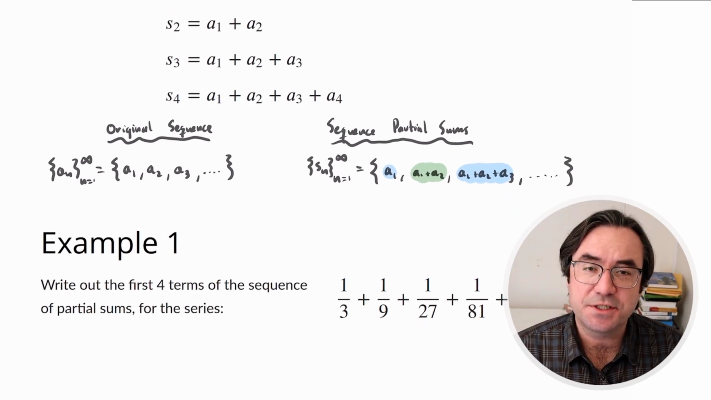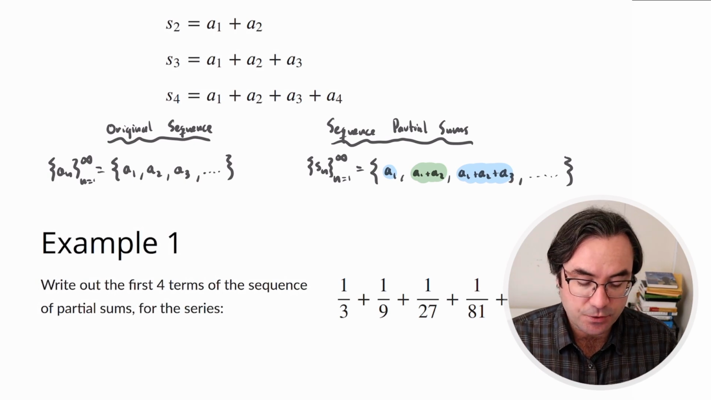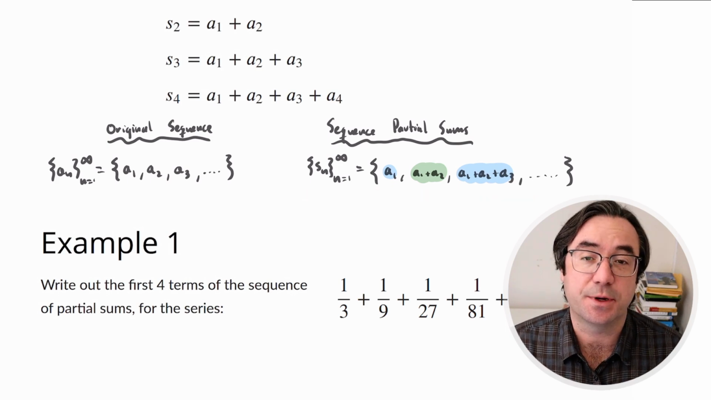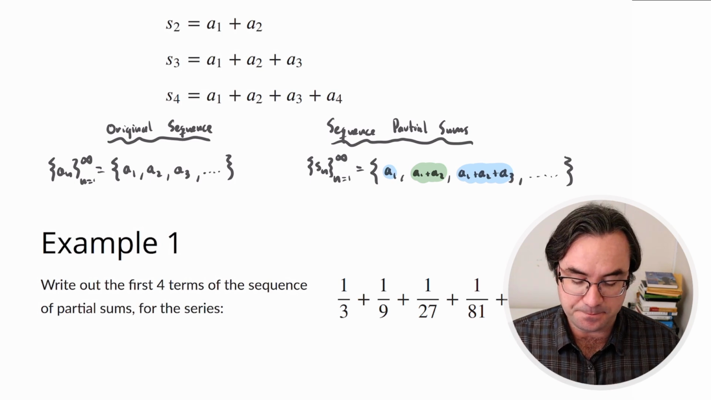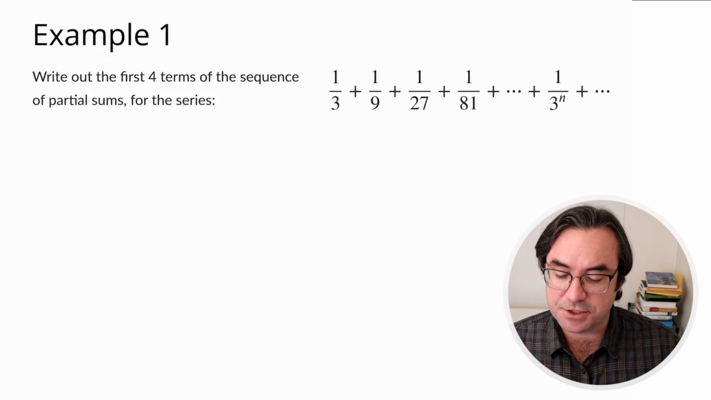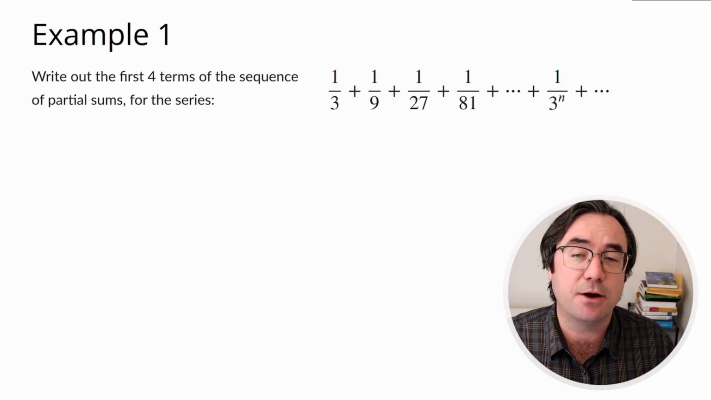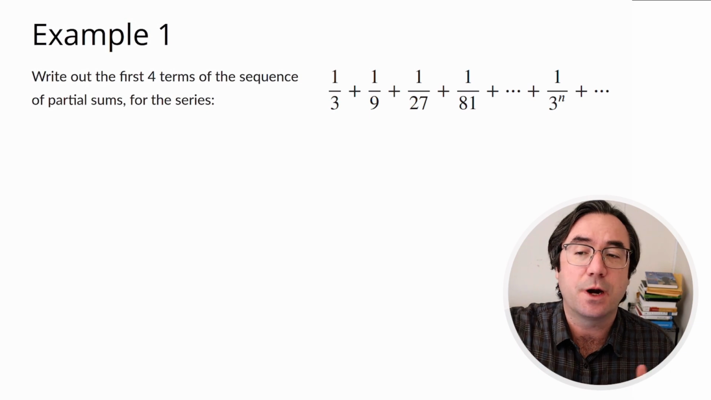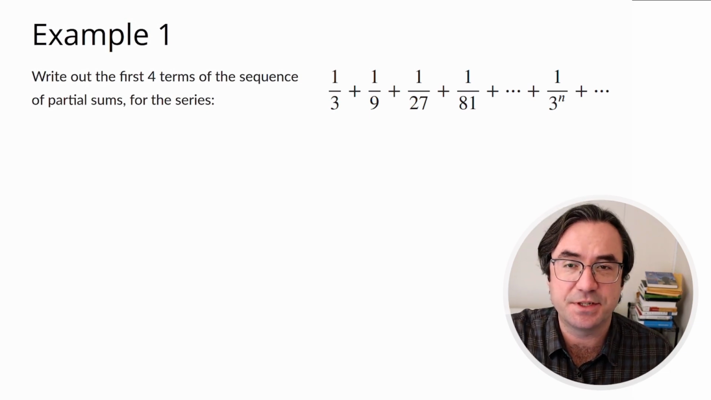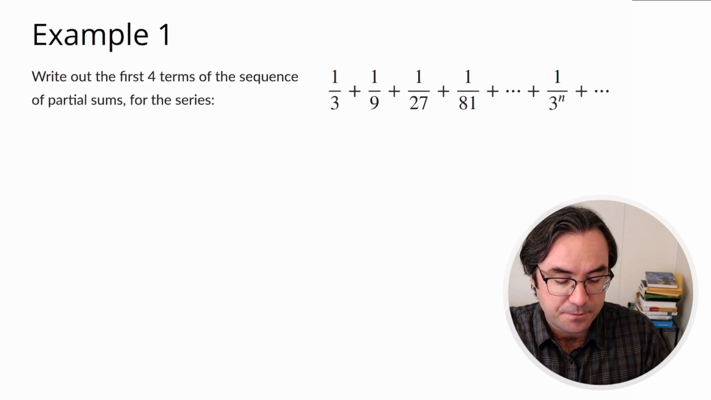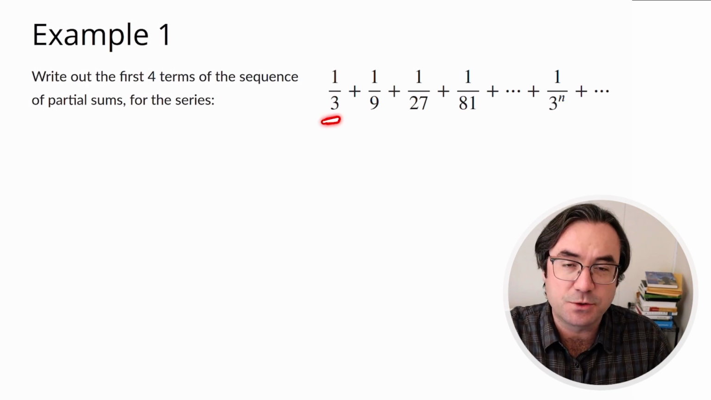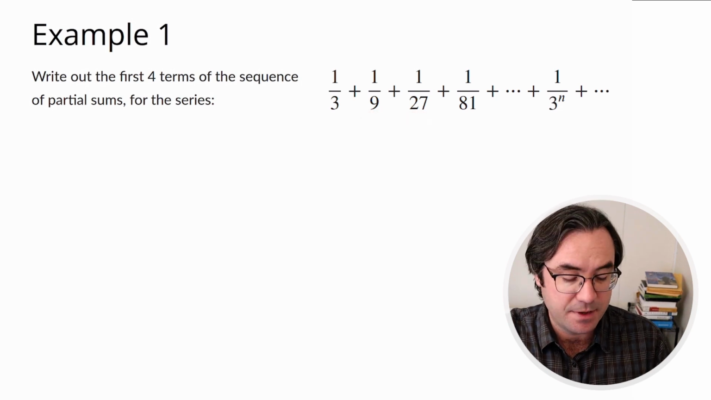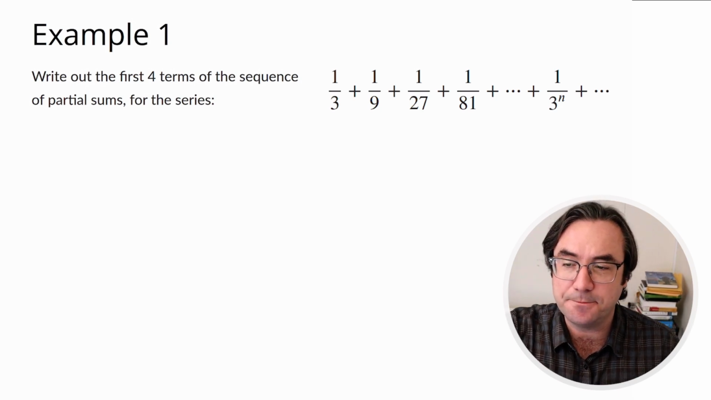The idea with our series is that we're going to try to calculate the limit of this brand new sequence. But first, let's try an example where we actually calculate a few partial sums. So we have a series written out. The first term is 1 over 3, then we're adding in 1 over 9, then 1 over 27, and then 1 over 81.